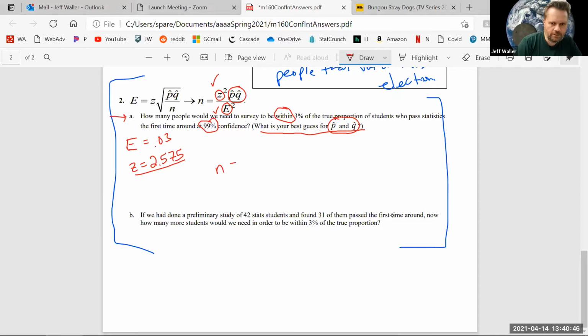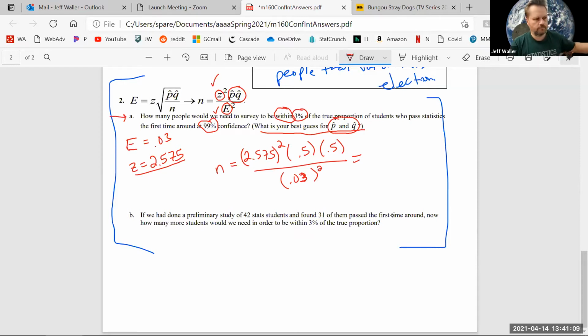To figure out how large of a sample I need to be within 3%, I can throw into the formula my z-score. I'm going to assume that p hat and q hat are both 0.5, 50-50. And then I want to be within 3%. The most common mistake people make here is to forget to square stuff. So throw in the old calculator. Let's see what we get.